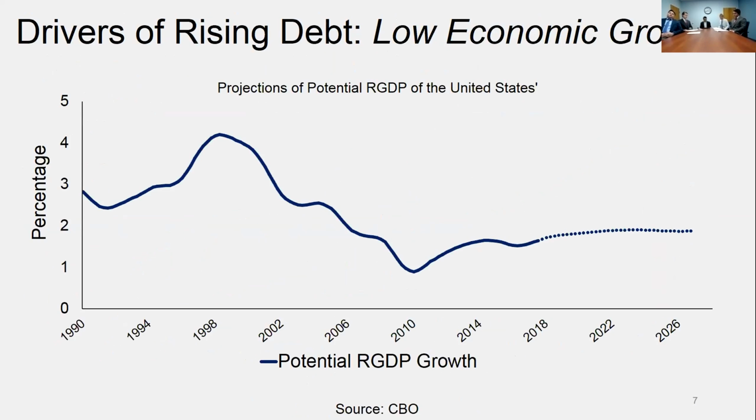The figure here presents the CBO's estimates of potential real gross domestic product. Relative to historical norms, we can see that growth in potential real GDP is entering a low economic growth state relative to the 1990s. In terms of rising debt drivers, this is problematic because growing the United States economy out of the troublesome debt to GDP situation is not as feasible as when the United States was in a high growth state.